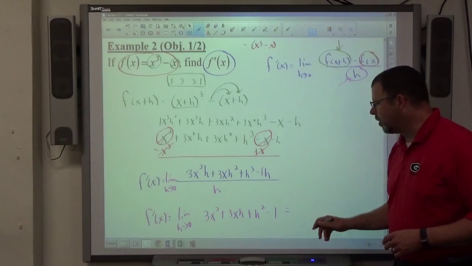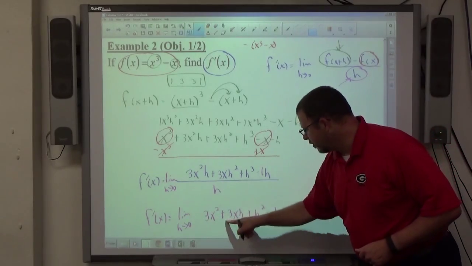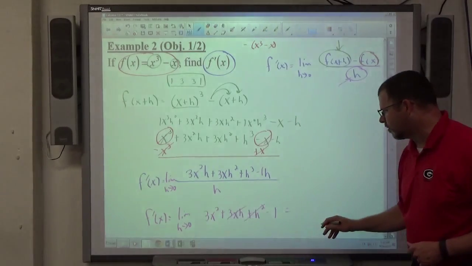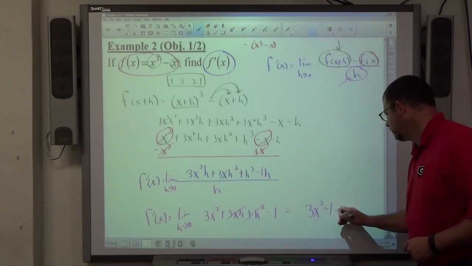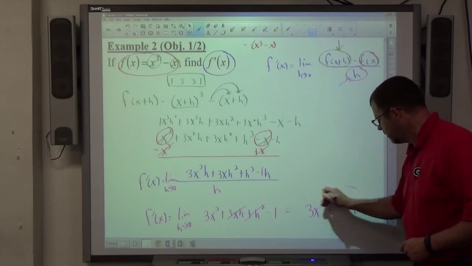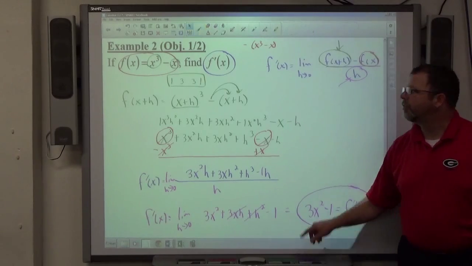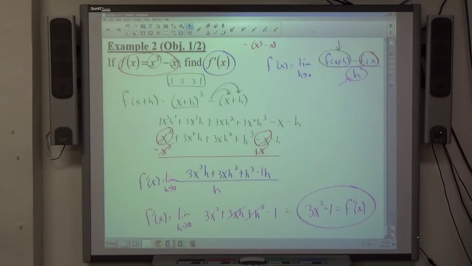At this point, if I substitute in a 0 for h, this term and this term both go to 0, so my answer for f prime is going to be 3x squared minus 1. That's my slope formula for that function. So if I'm anywhere on this graph, if I know what x value is, I can find the slope.